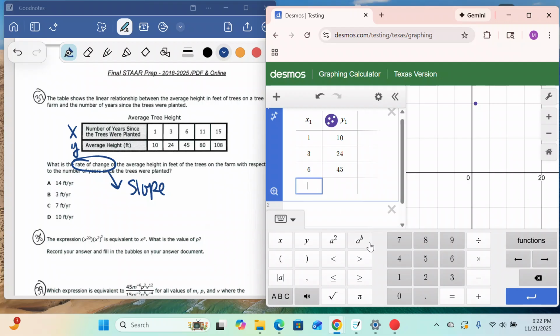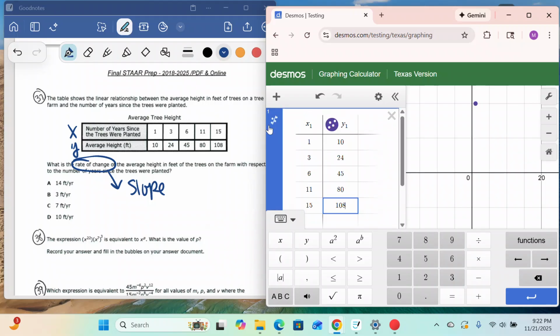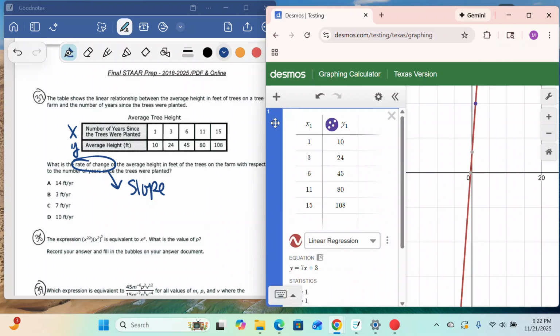I'm going to go ahead and input 11, 80. And I'm going to input 15, 108. You're going to add regression, and you're going to get your regression. And right there, just by looking at that equation, you can already tell what the answer is.